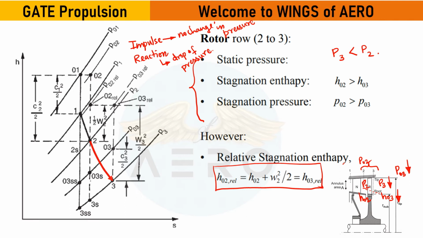From that formula can you explain H naught 2? H naught 2 plus W? Okay, so here it is a relative stagnation enthalpy. There is a difference between relative stagnation enthalpy and the stagnation enthalpy. Relative means here we are considering the inlet.